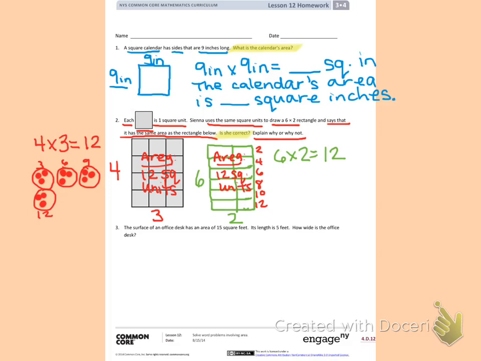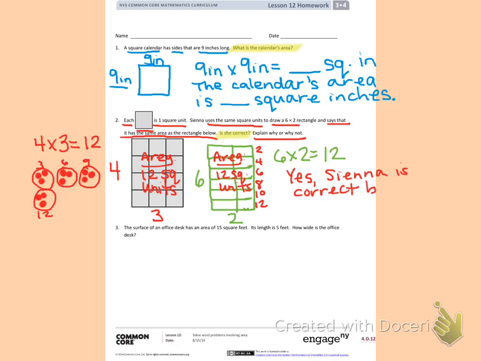The question is, is she correct? Do both rectangles have the same area? As you can see by my drawing and the multiplication equations that are shown here, they both have 12 square units for the area. So is she correct? Yes. Sienna is correct. Don't stop there because it says to explain why or why not.